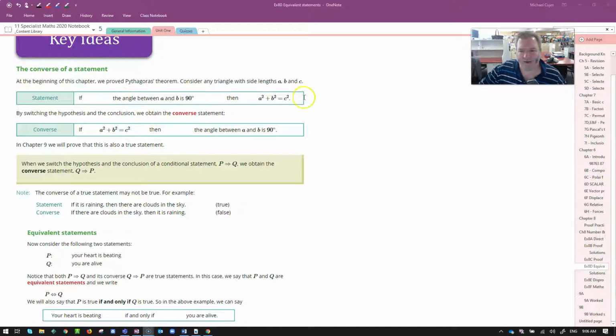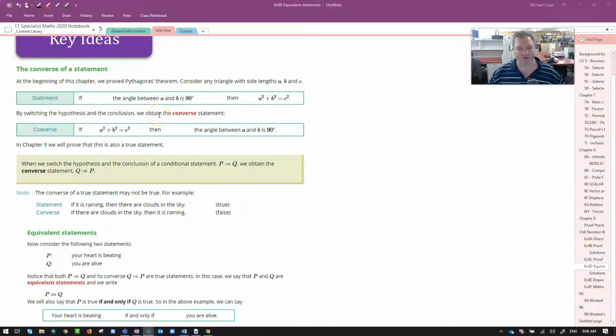So we already know about Pythagoras' theorem here. We're looking at a statement and its converse, not the shoes, but the converse of a statement. So here's a statement: if the angle between A and B is 90 degrees, then we know that A squared plus B squared will equal C squared, assuming here we're talking about a triangle with sides A, B, and C. The converse of the statement: if A squared plus B squared equals C squared for that given triangle, then the angle between A and B must be 90 degrees. And in this case, both of those statements are true.